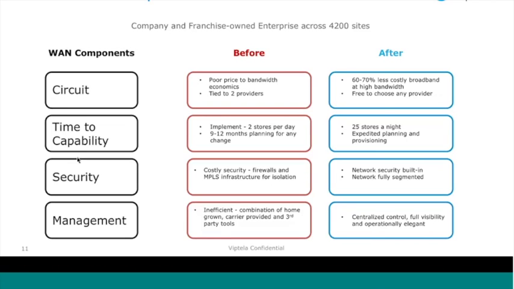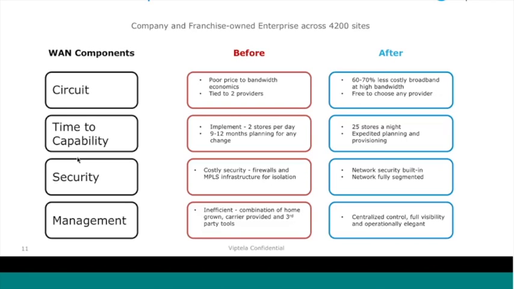Security, they were using both firewalls and MPLS to isolate some traffic, and they were utilizing a mix and match of a variety of different tools as a result of corporate standards and some of the franchise side, if you will. So after utilizing, of course, it was a Viptela SD-WAN solution that they purchased and are now deploying, they've been able to claim roughly up to about 70% cost savings on their circuit.